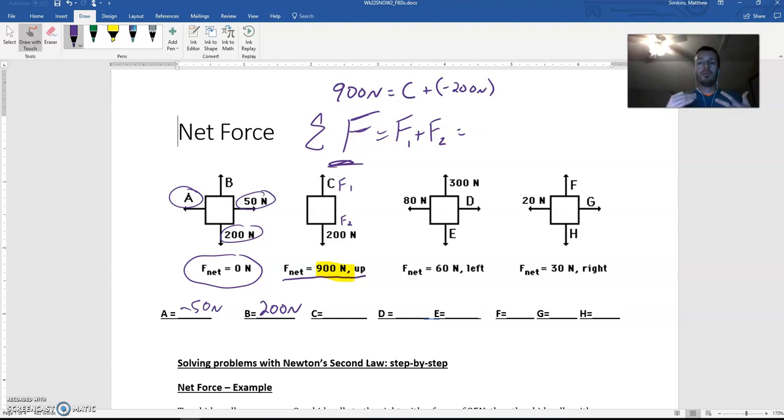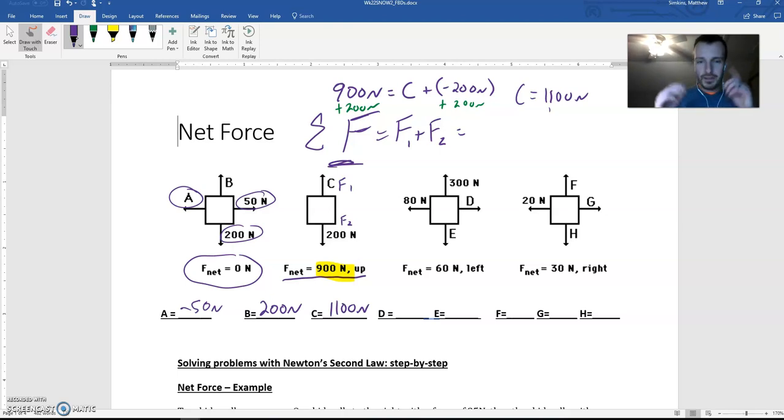And so now we just have a pretty basic math problem to solve here, which isn't that bad at all. If we have 900 equals C plus negative 200, then what we're going to have to do, I'll draw this in a different color, is add 200 newtons to both sides to cancel that out. And so as you look at this algebra here, you can see that force C would have to be equal to 1100 newtons. I would write that here, 1100 newtons, okay?